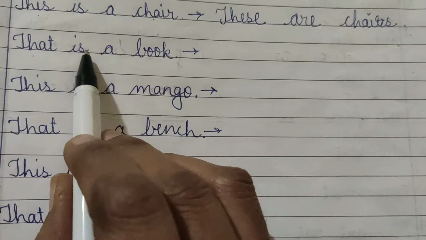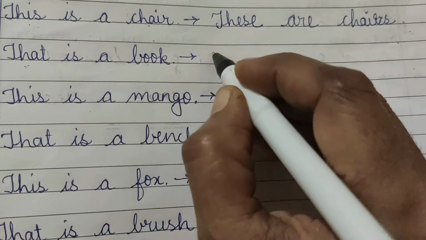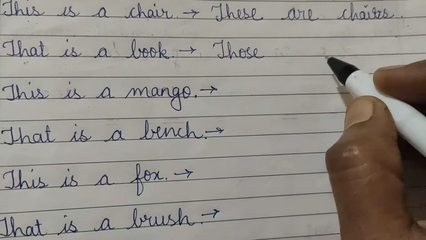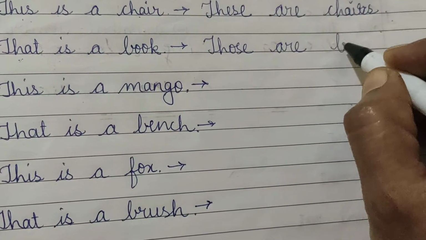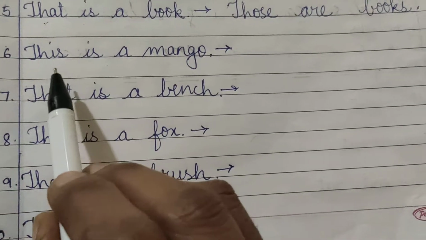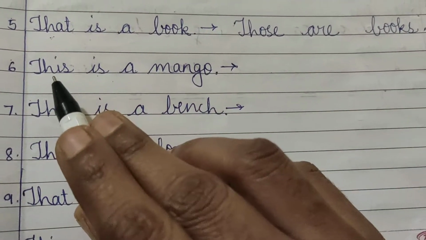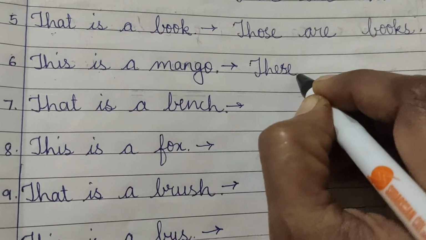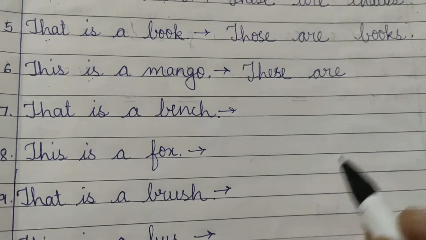Next, that is a book. So here plural of that is those. Plural of is is are. And book is books. B-O-O-K-S, books. Next, this is a mango. The plural of this is these. These. Plural of is is are.